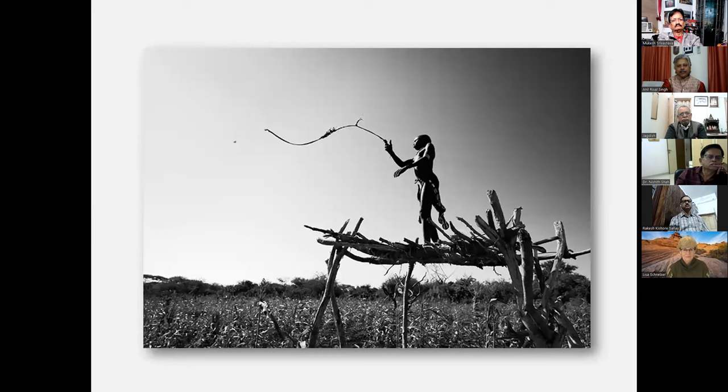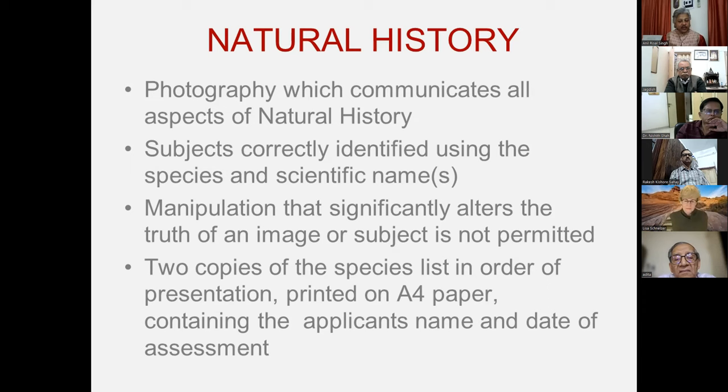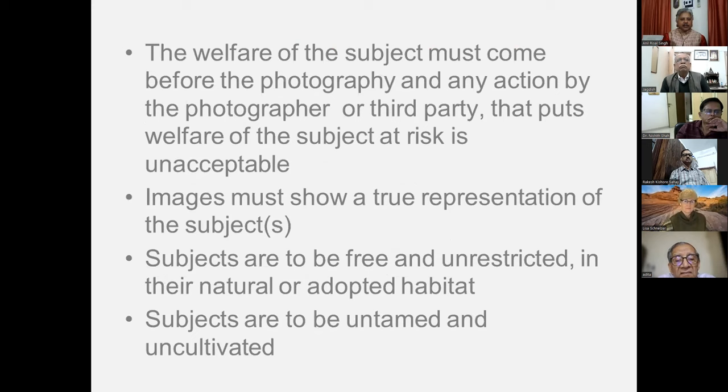Now the natural history category: photography which communicates all aspects of natural history, with subjects correctly identified using the species and scientific names. Manipulation that significantly alters the truth of an image or subject is not permitted. We should always remember it. And the welfare of the subjects must come before the photography. Yes, a very important point. Any action by the photographer or a third party that puts the welfare of the subject at risk is unacceptable.